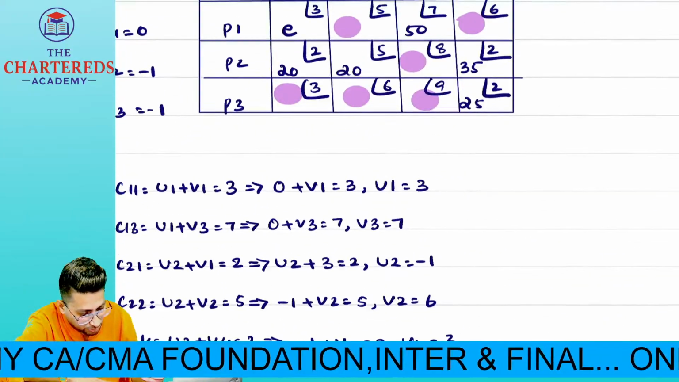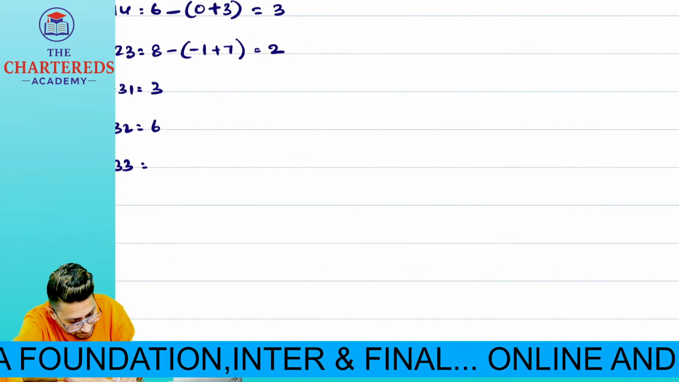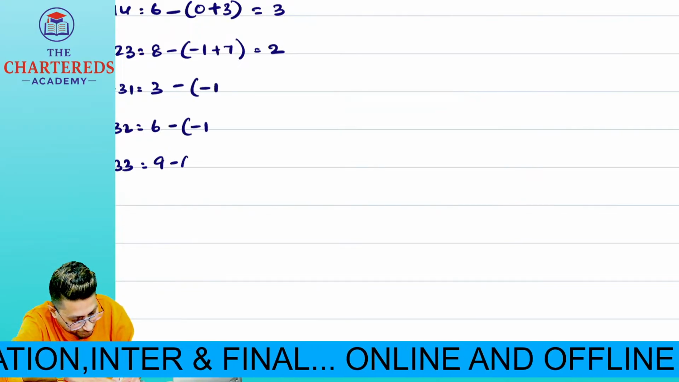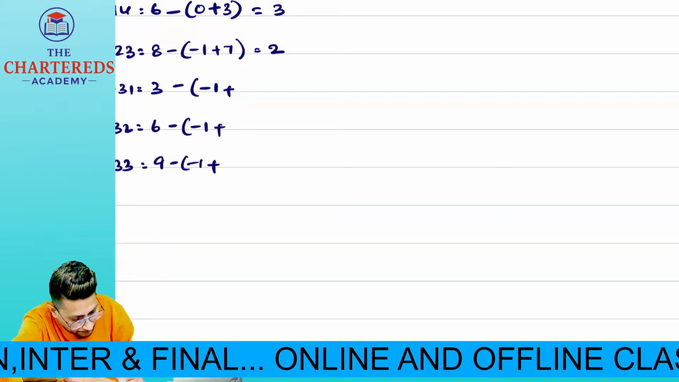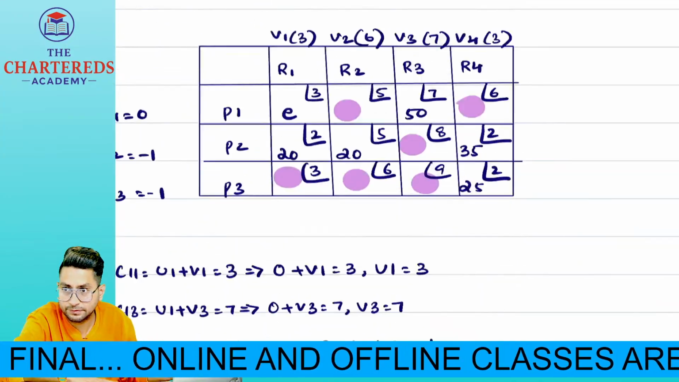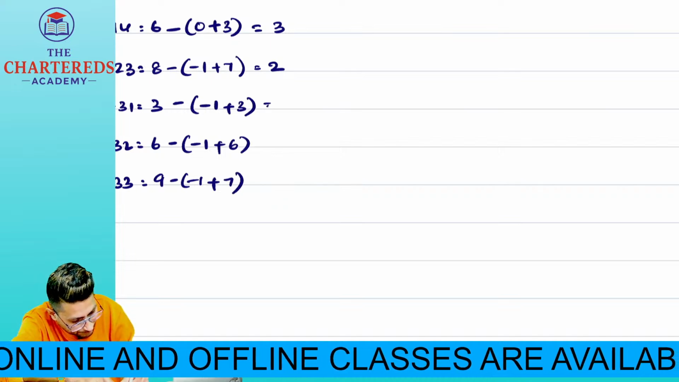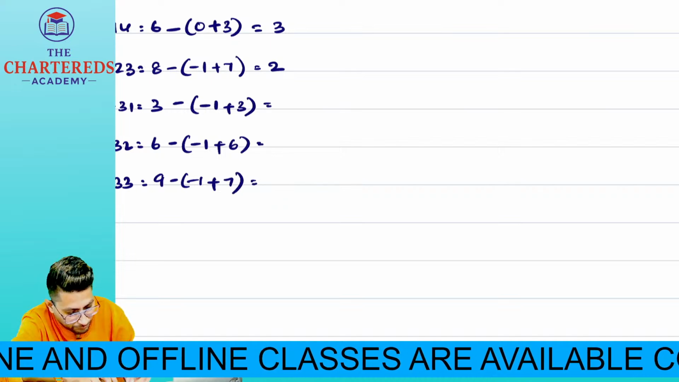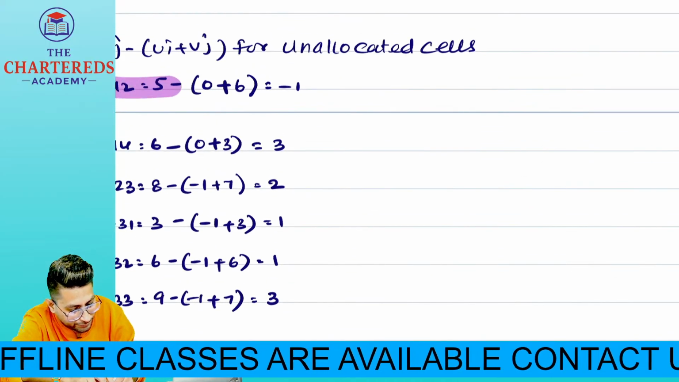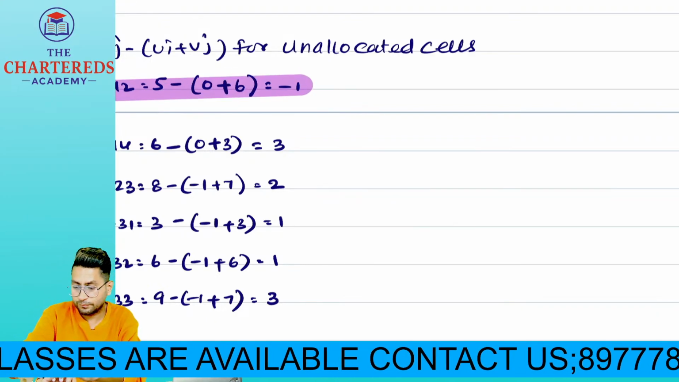Now the cost of C31 is 3, 6, 9. And everywhere Ui is minus 1. Then Vj will be 3, 6, 7. How much? 1, 1, 3. So again we got negative. Again we got negative. Now what will you do?